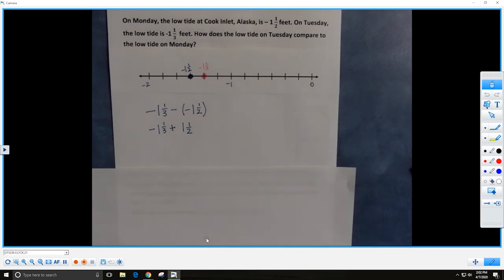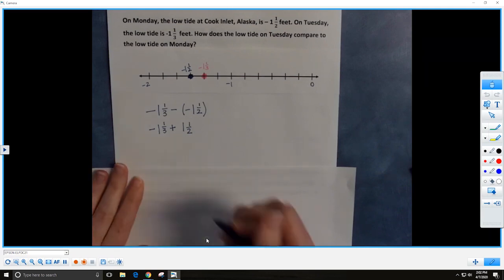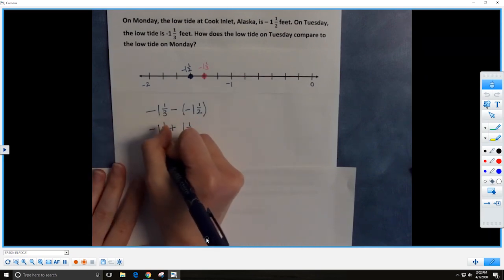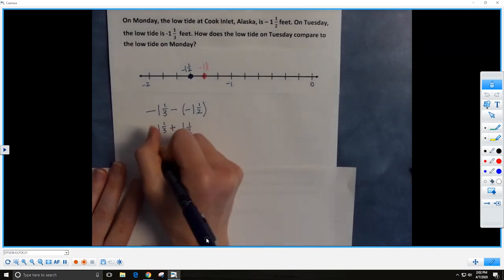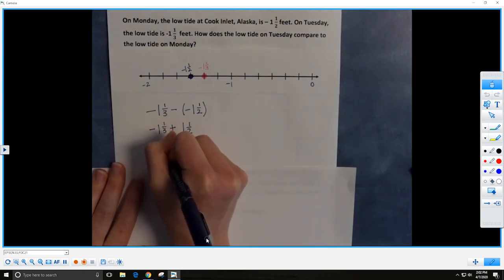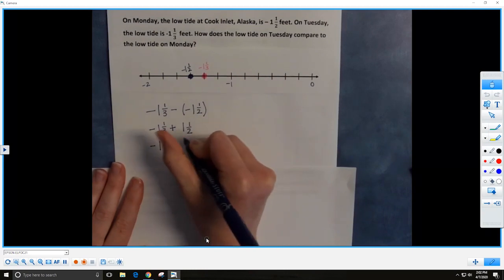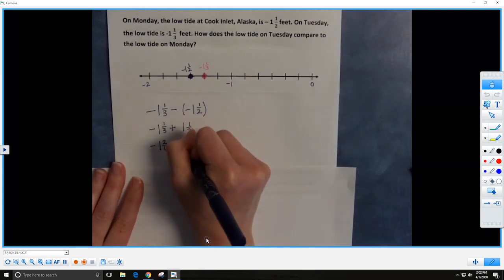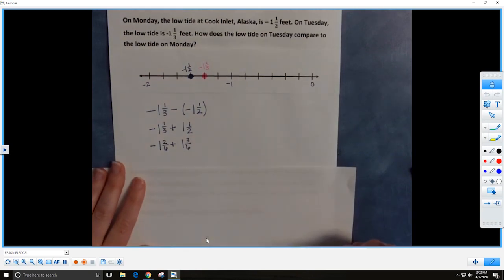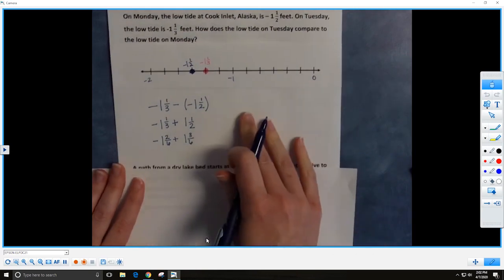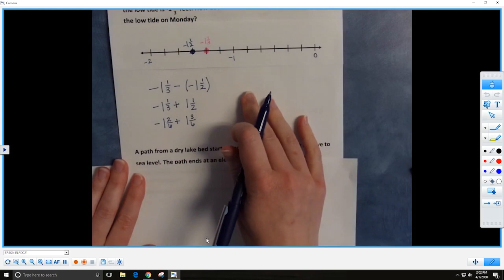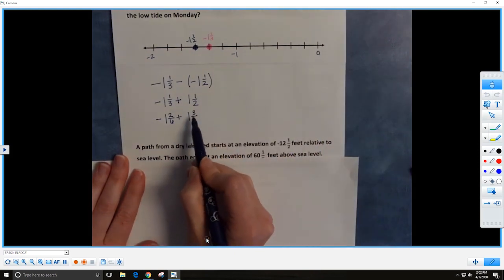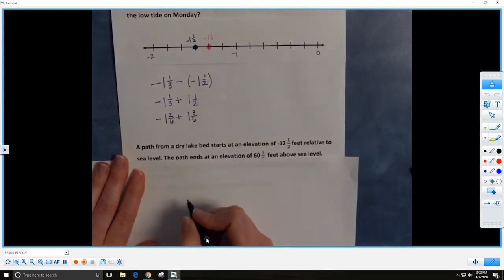I hope that you found your common denominator to be 6. So when converting these to have a common denominator, -1 1/3 will be -1 2/6 plus 1 1/2 with my common denominator of 6 is 1 3/6.